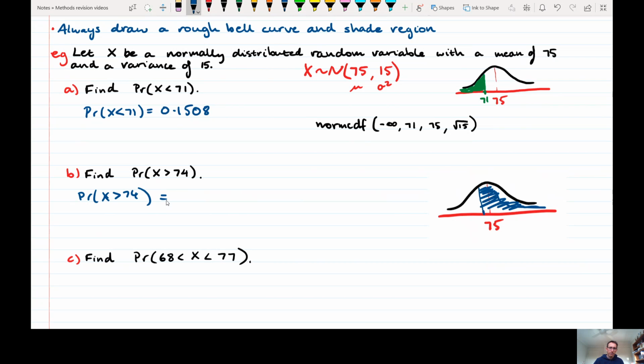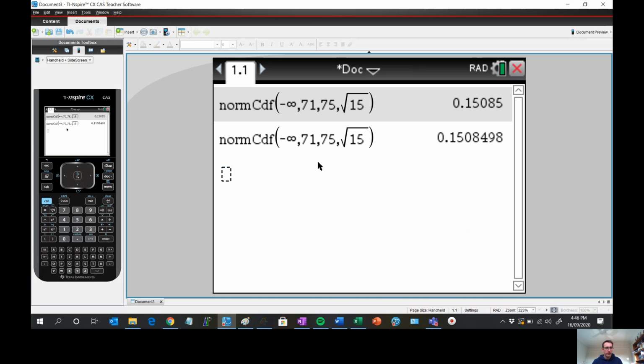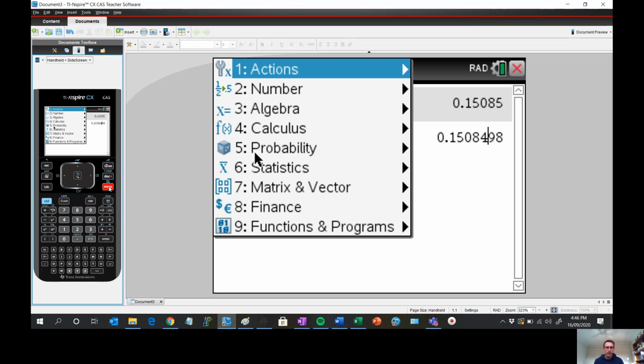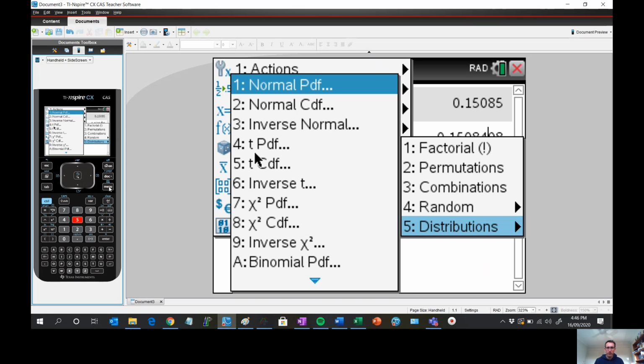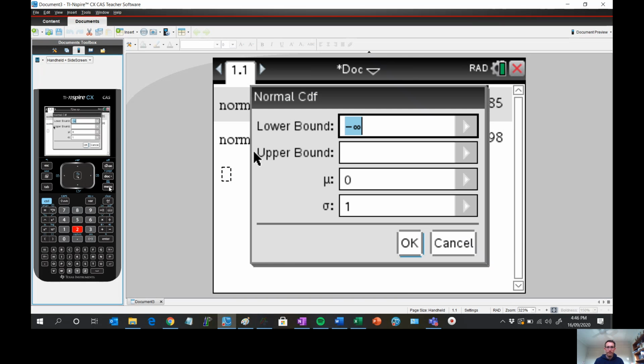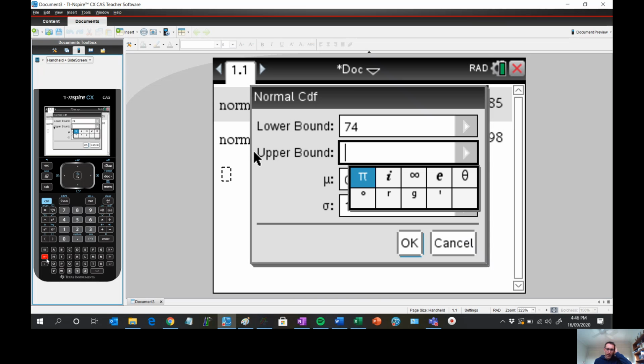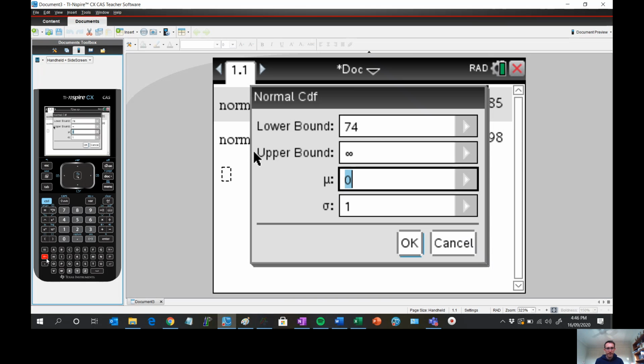Let's do the same thing. We want our norm CDF function, but this time when we go through, I can just go up here and edit it if I want, but let's remind ourselves how we're going to do it. It's menu, 5, distributions, number 5 and number 2 again for the normal CDF. This time I want the lower bound to be 74 and the upper bound is going to be infinity. Now remember, the infinity option comes from the little button down here where the pi is. Scroll across and choose infinity.